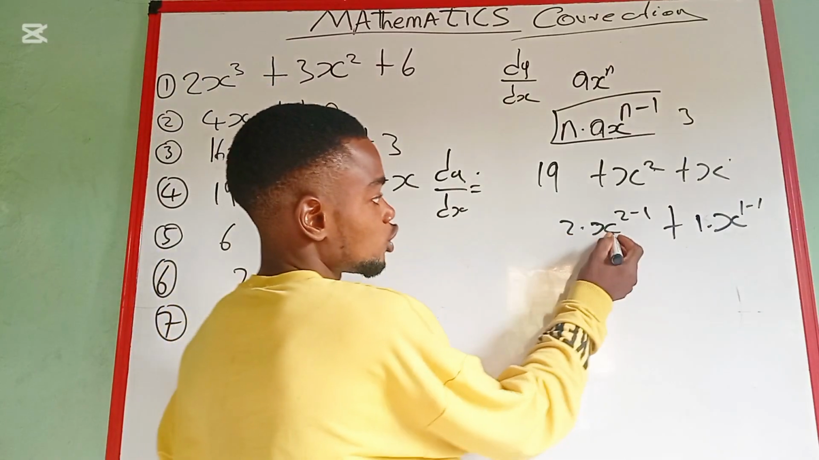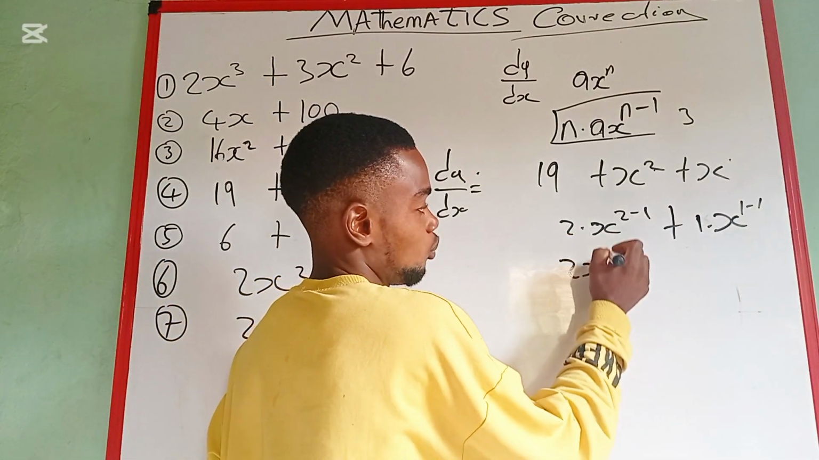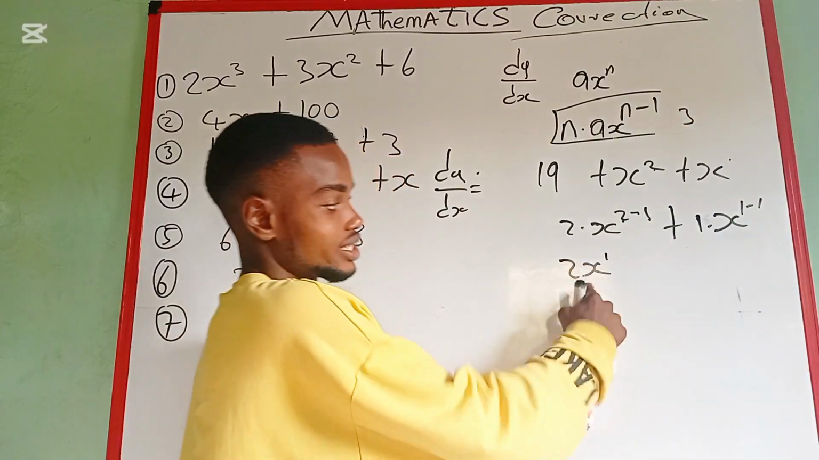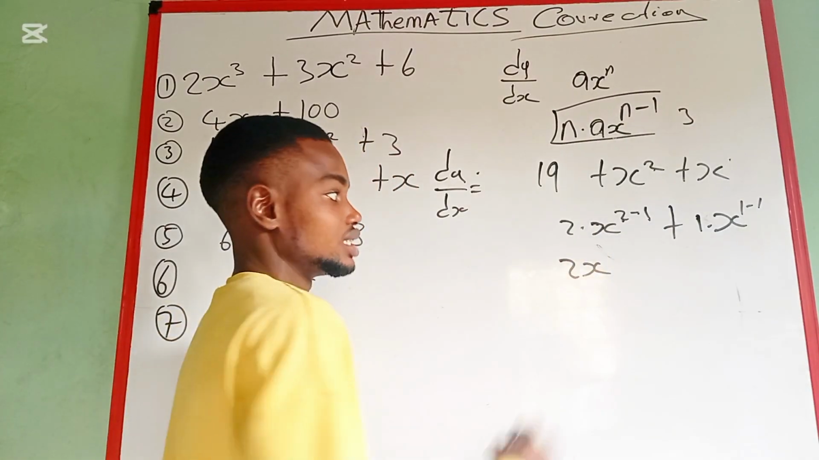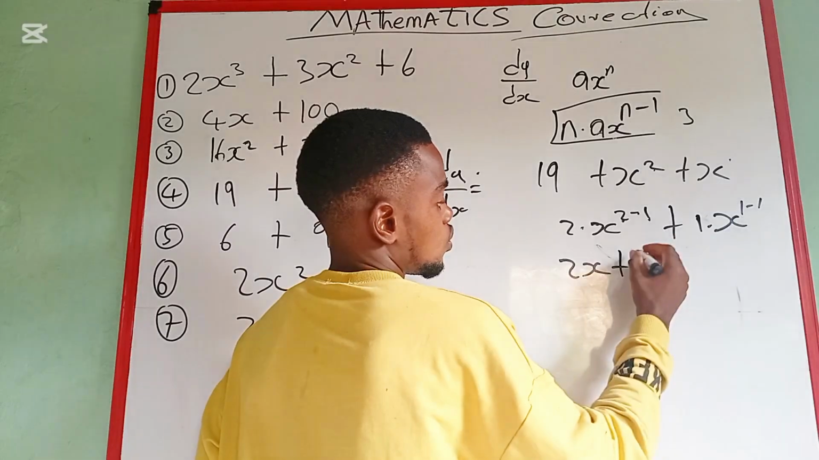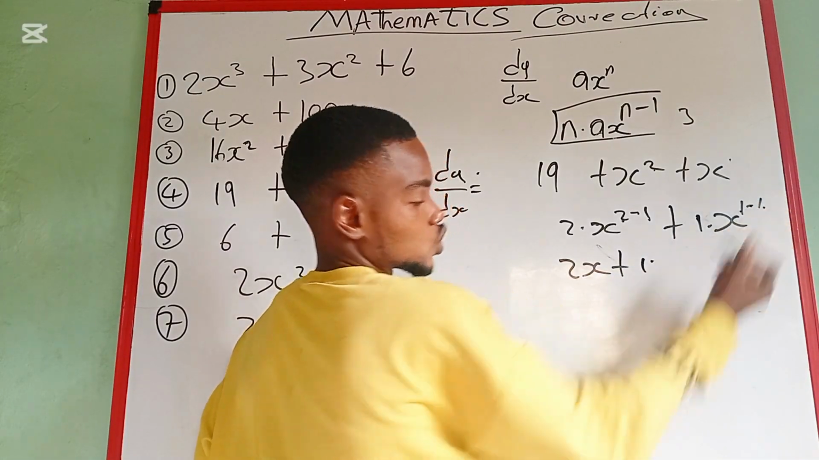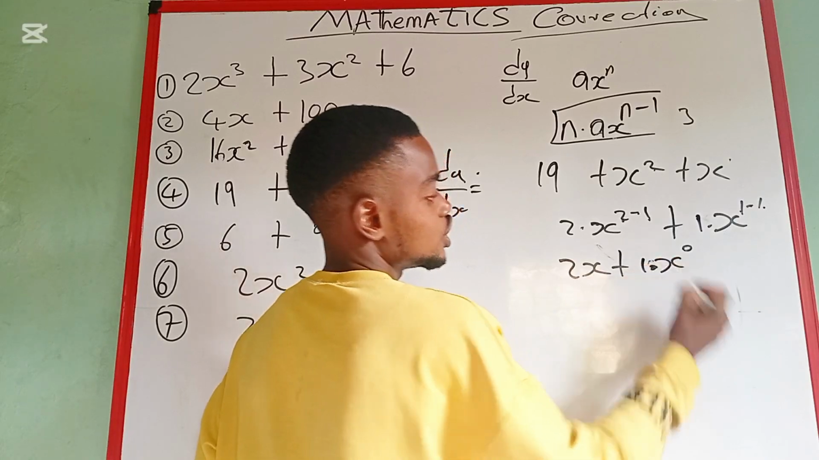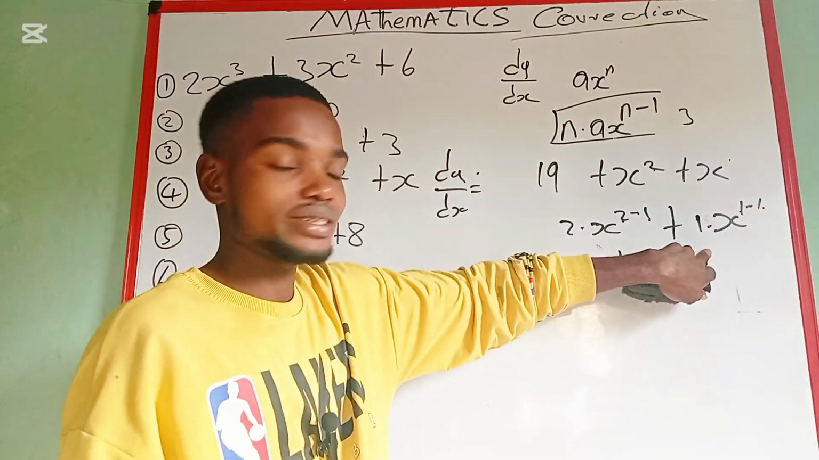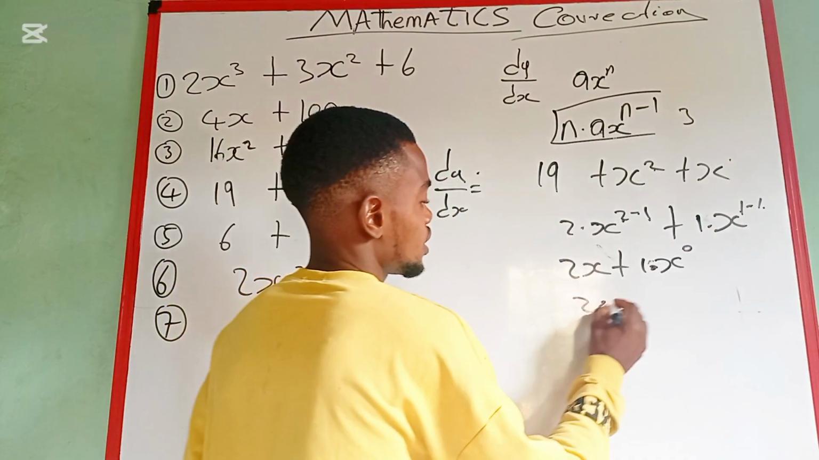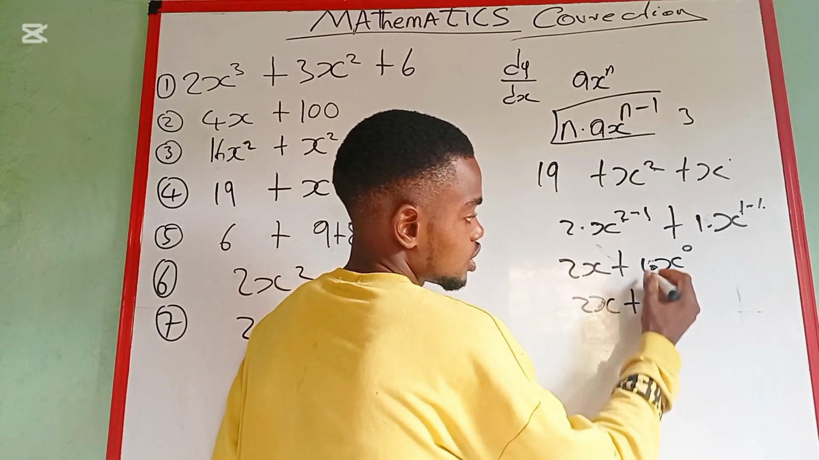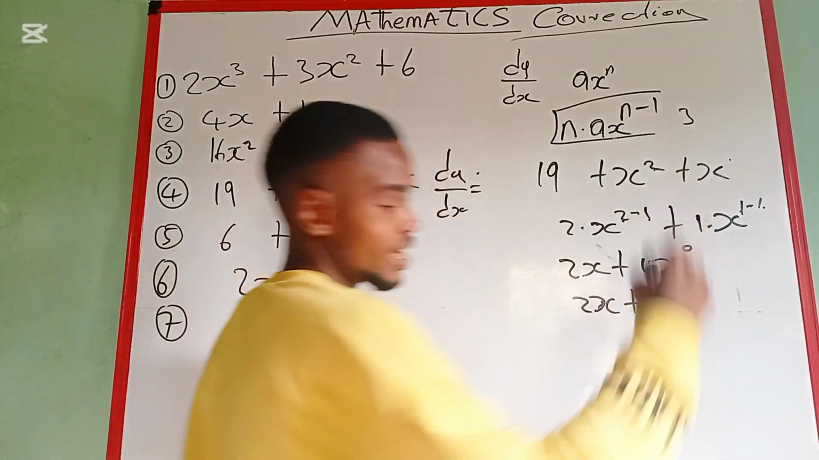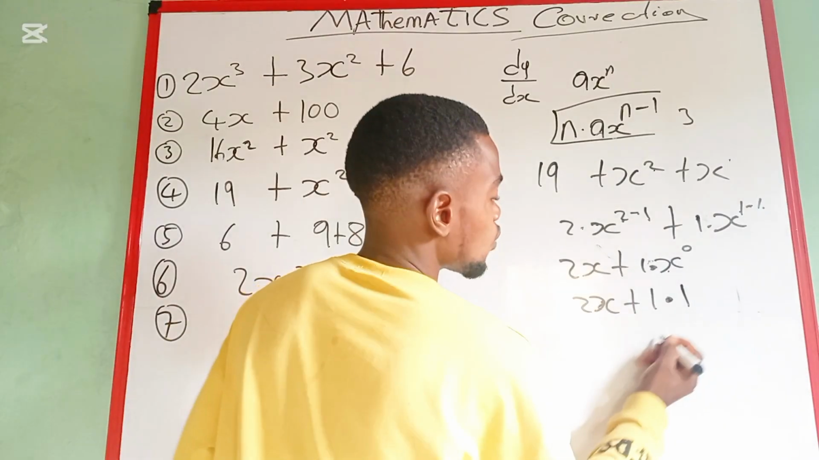Understood? So here, 2 multiplied by s is going to give us 2s raised to power 2 minus 1, which is going to give us what? 1. But s raised to power 1 is just s, so we don't put it. Now you have plus 1 multiplied by s raised to power 1 minus 1, which is s raised to power 0. Plus 1 minus 1 is what? 0. Now anything raised to power 0 is 1. So we have 2s plus 1 multiplied by s raised to power 0, which is 1. Anything raised to power 0 is 1. So 1 multiplied by 1 is 1.